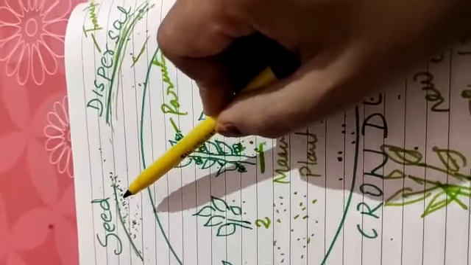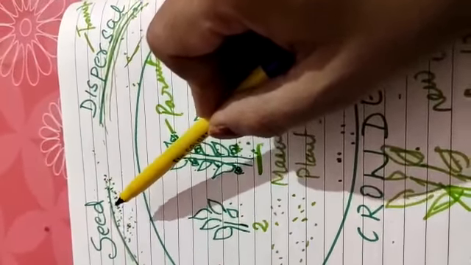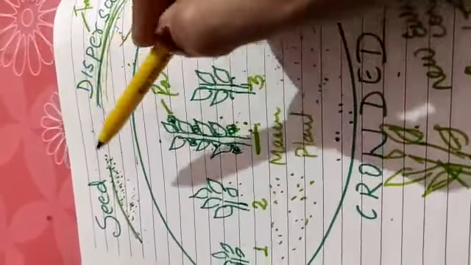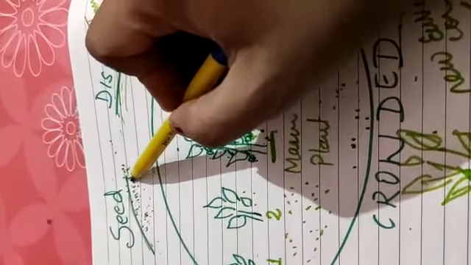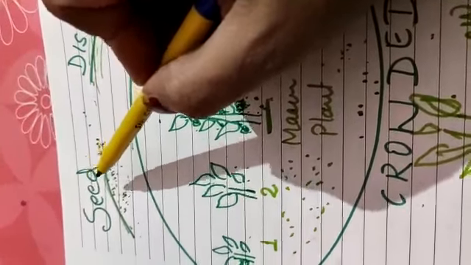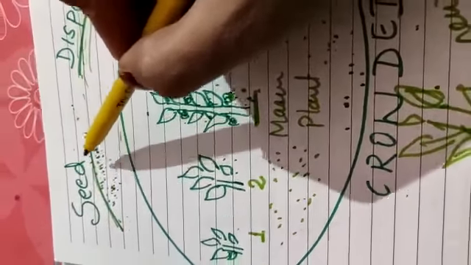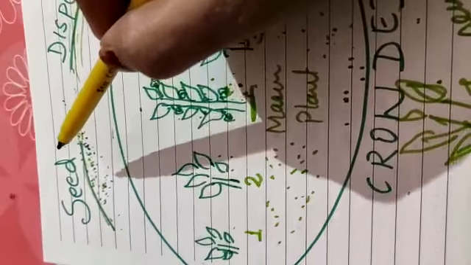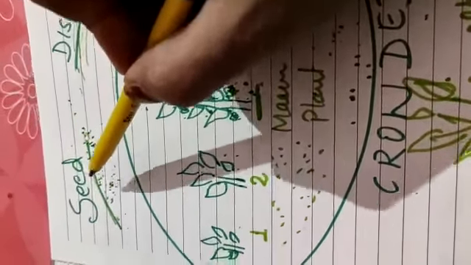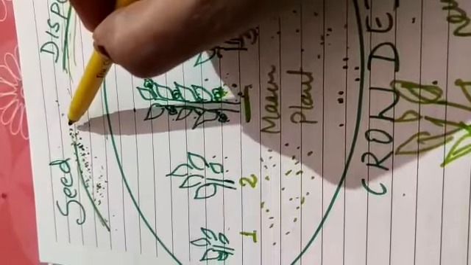Today, with a new topic, I am going to explain seed dispersal. In the previous class, you learned more about seed. Then what is a seed? A seed is the part of a plant which lies inside the fruit.